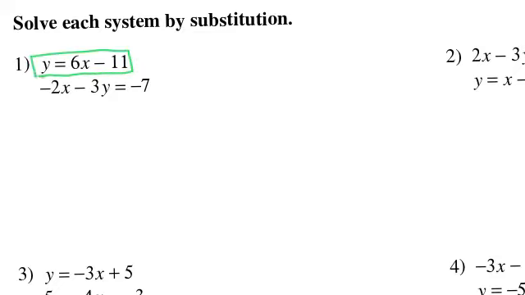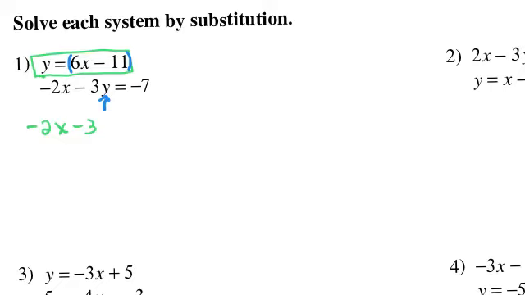And so what we want to do is take this expression of 6x minus 11, and we want to put it in place of the y. That's why I'm going to use parentheses, because the negative 3 is going to multiply times everything in that y bucket.